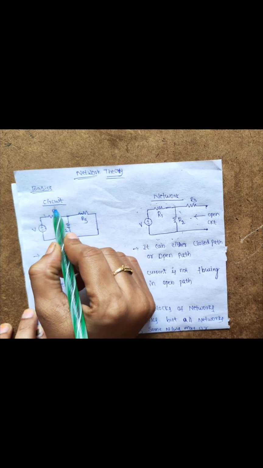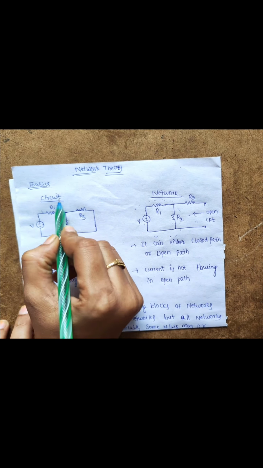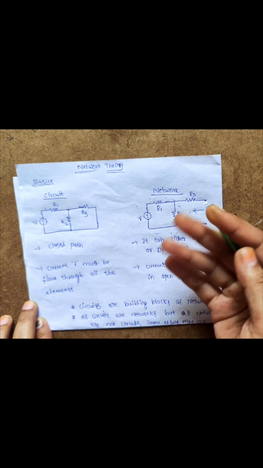Let us discuss some basics of network theory. First, we should know the difference between circuit and network. What is a circuit? A circuit is a closed path. A network may or may not be a closed path. It can be either a closed path or an open path.